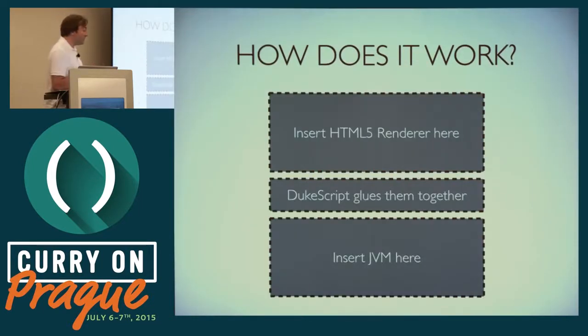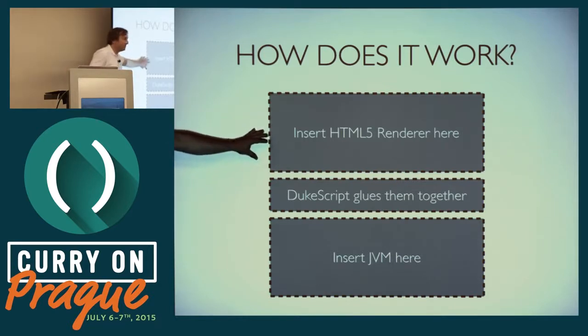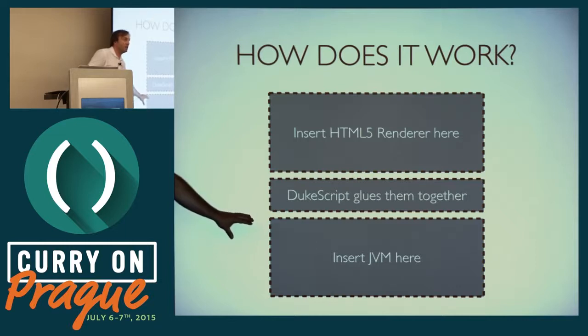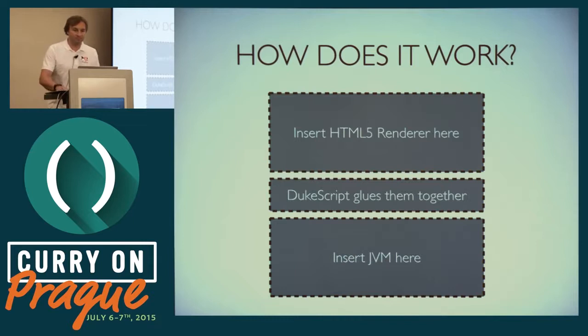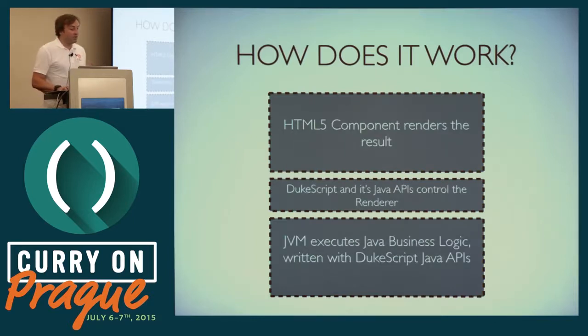So how does this work? What we need in order to make DukeScript run on a platform is a Java virtual machine, and we need an HTML renderer component. And we somehow instrument this HTML renderer component from Java and glue them together. By gluing them together, what we do is basically bind the UI to view models that are written and defined in Java. So what happens is the JVM executes the business logic that is written with our DukeScript Java APIs. So developers just have to code Java. And DukeScript and its Java APIs control this renderer component, which renders the result.